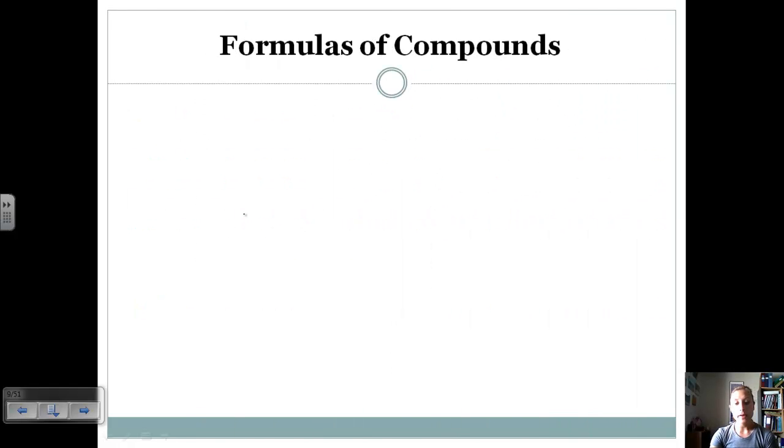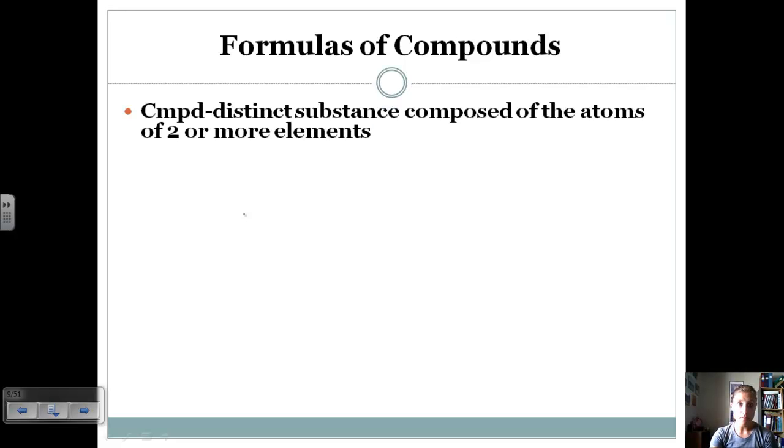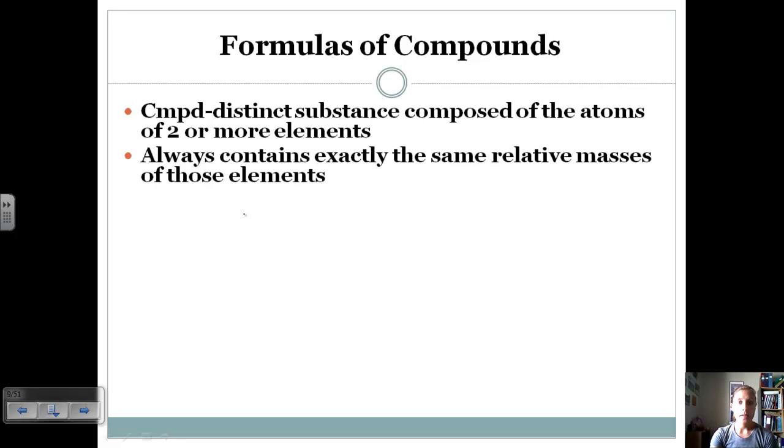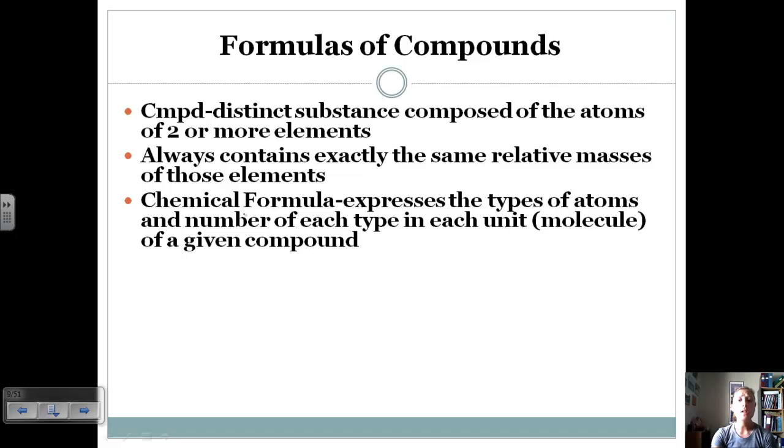Okay, so we've talked about elements and atoms and how different atoms can be combined together to create compounds. So a compound, as we discussed before, is a substance composed of atoms of 2 or more elements. And they always contain exactly the same relative masses. So that's our law of constant composition. Well, we've got to find a way to represent this compound in a shortcut method using element symbols. And so that's what a chemical formula is.